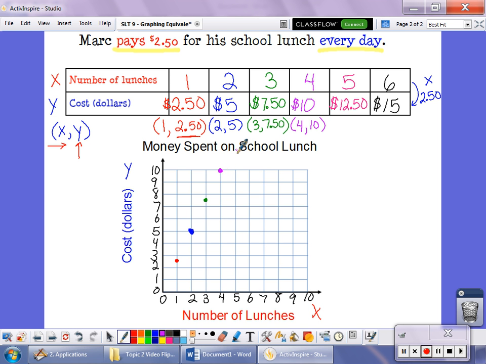Now that's all that I can fit on my graph, but I am going to write these other ordered pairs out. So I have 5 lunches and $12.50. And then my last ordered pair would be 6 lunches and $15. And that's how you put the numbers or the pairs from an equivalent ratio table onto a coordinate graph.